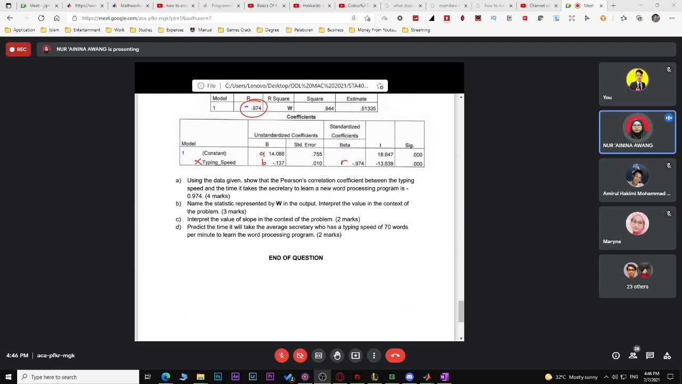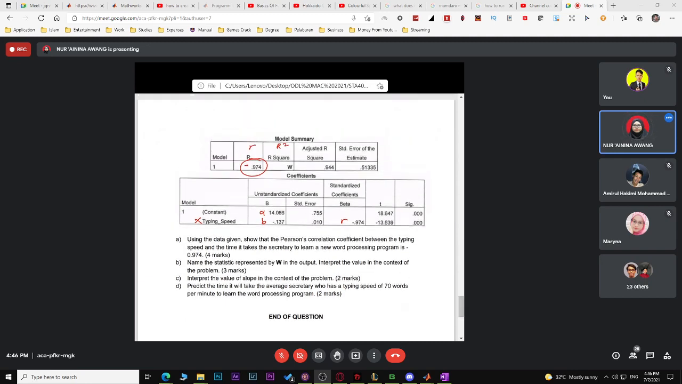Okay, and then B, name the statistic represented by W in the output. So this is the coefficient of determination, and then interpret the value in the context of the problem. So since you do not have the value, so you need to calculate first. Since you know that the formula is this one, your R you squarekan saja. So don't forget the value must be positive. Okay, so this is the value, and then the question asks you to interpret.